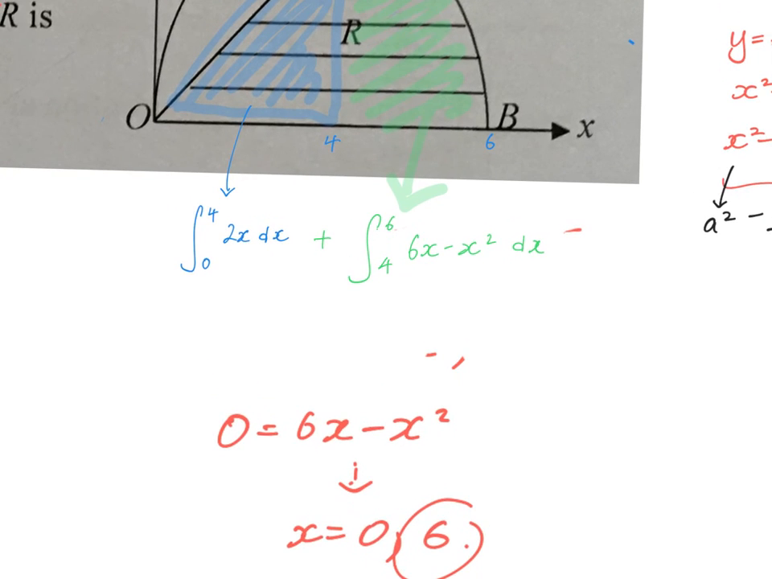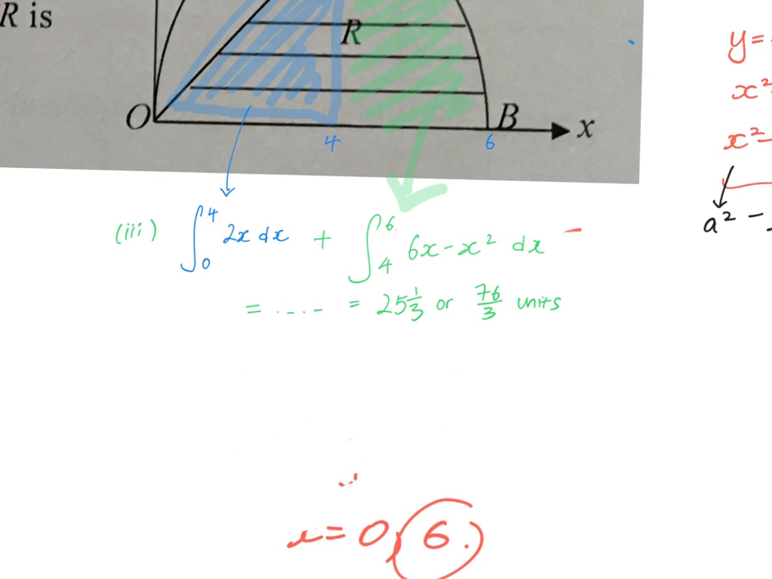So I'll just leave this to you to prove that this answer will actually give you 25 and 1 over 3, or basically 76 over 3 units, which is the answer for part 3. Because part 3 says hence or otherwise, so I'm just using the otherwise method. But there are many ways to go about doing it.